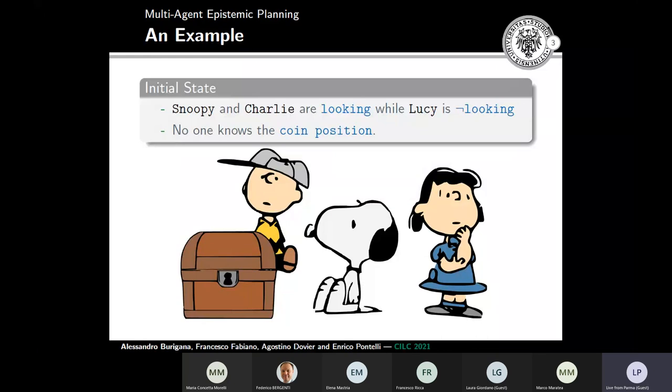And we have another element here. Somebody is looking and somebody is not. So when somebody is looking, we're assuming that they are aware of what's going on. And for example, Lucy is distracted, so when an action is performed, she will not know about it.